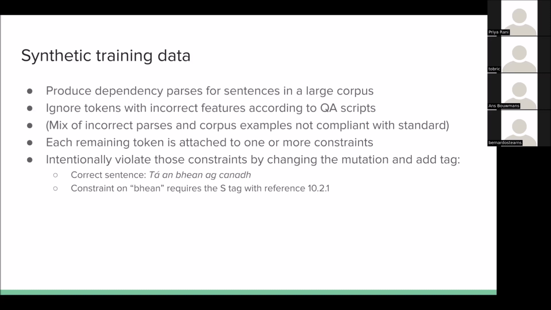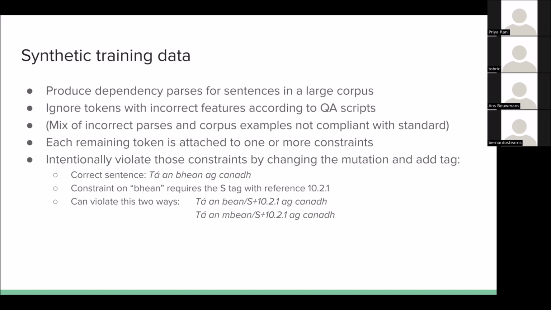The constraint that comes out of that sentence is the one that I showed on the earlier slide, that then requires the shevu, this mutation tag, together with a reference to the section of the standard that explains it, that a feminine noun after a definite article gets this. And then we intentionally violate that constraint.